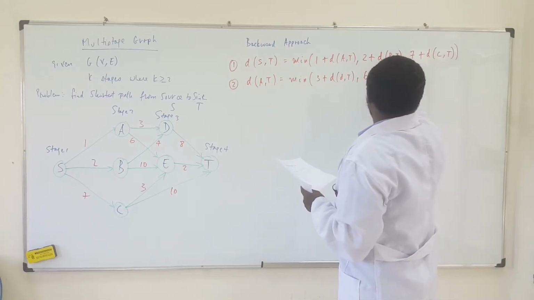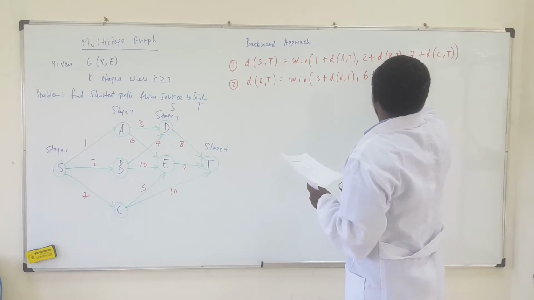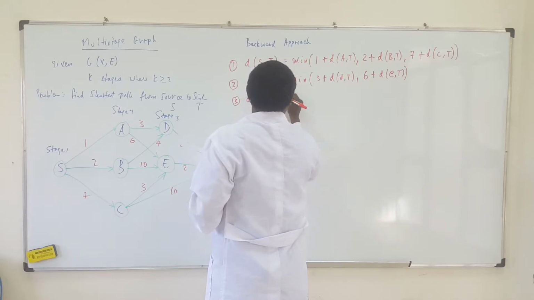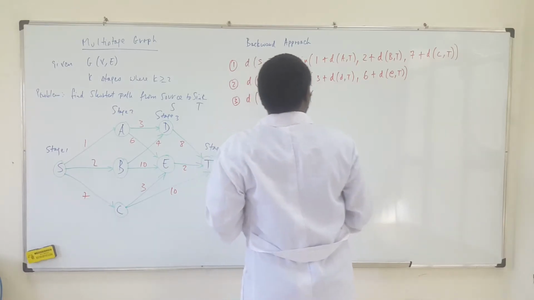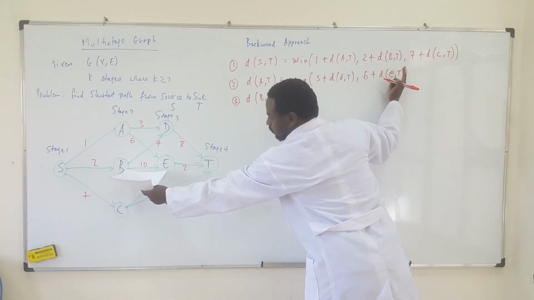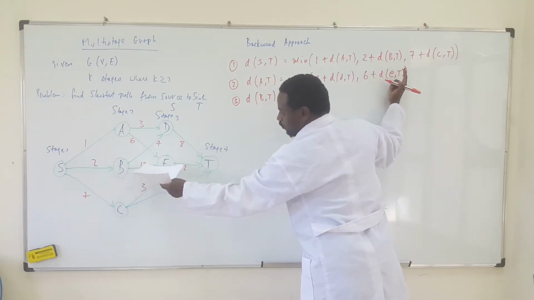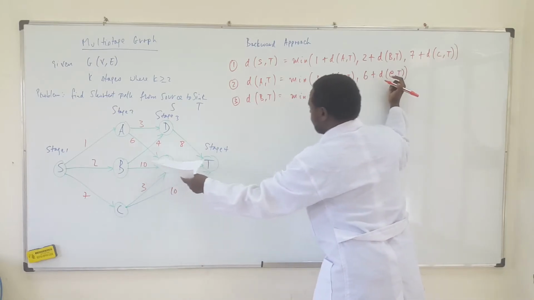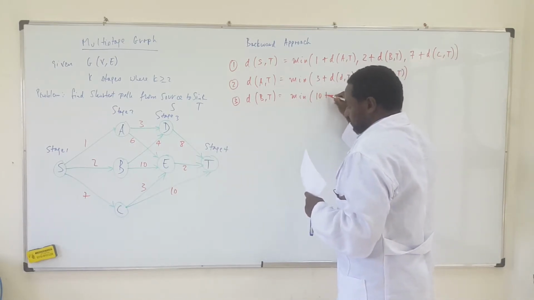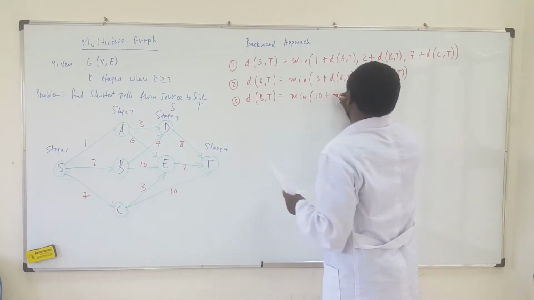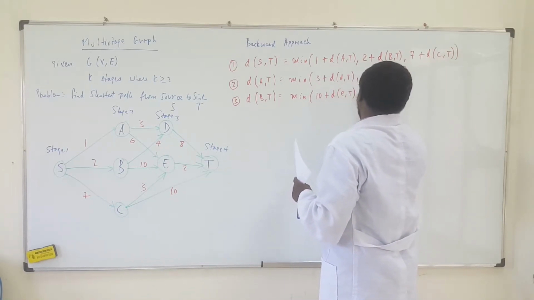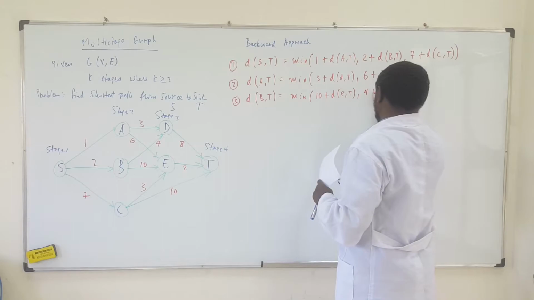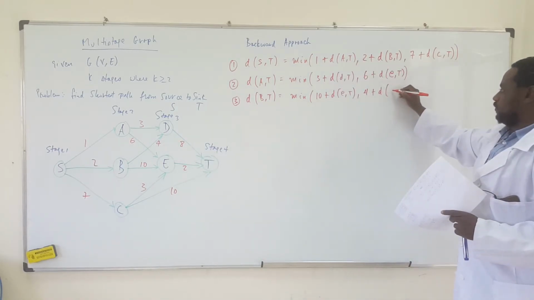So the other one we need to calculate is B to T. Now A to T, we need to calculate B to T. So the third equation is distance from B to T. So this will be the minimum distance of, there are two arrows going from B, whether we can go to E or we can go to D. So if we go to E, it will be 10 plus distance from E to T, right? And the other one is 4 plus distance from D to T.